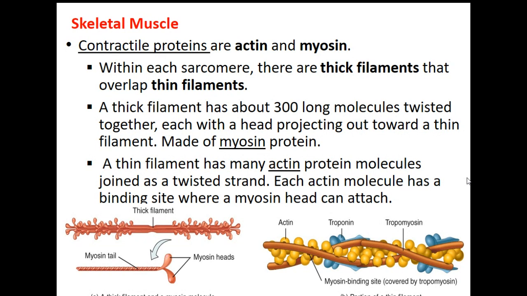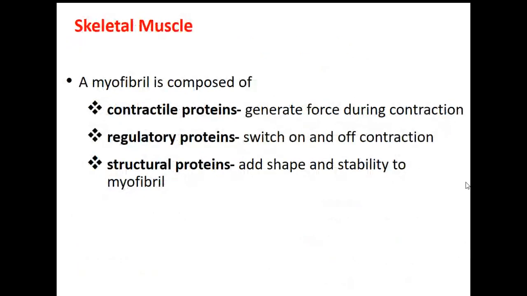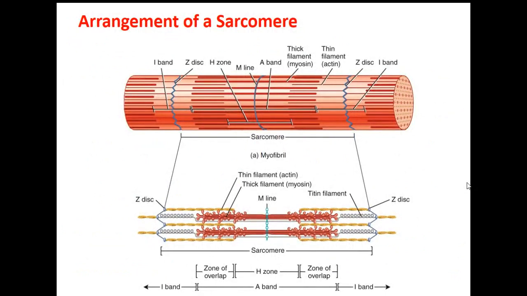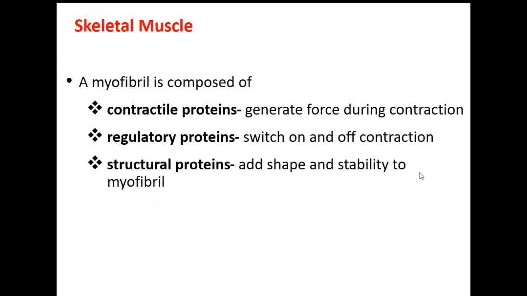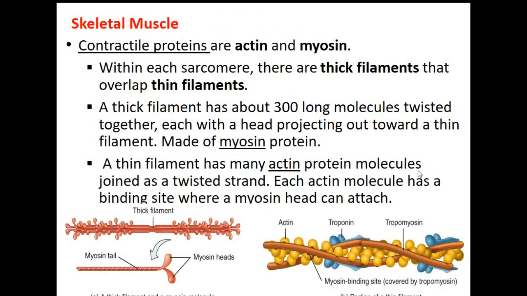And that's what we were seeing here. This is where some of these myosin heads had reached up and hooked on, attached to the binding site on some of these actin protein molecules on that thin filament. When they do that, it's called a cross bridge, the myosin attaching to the actin. Thick and thin filaments are attached together there.